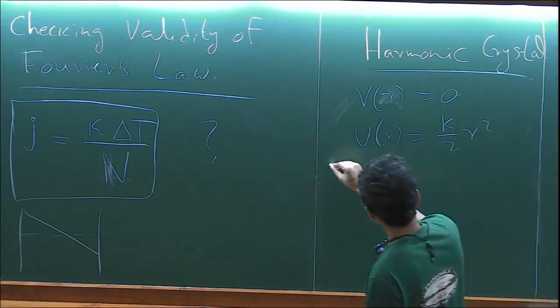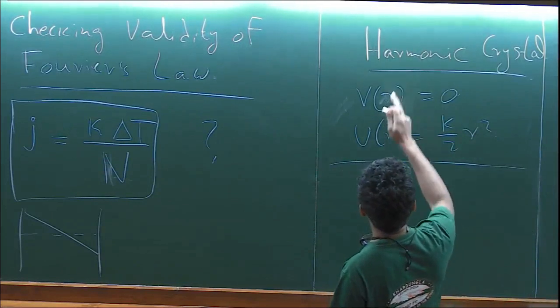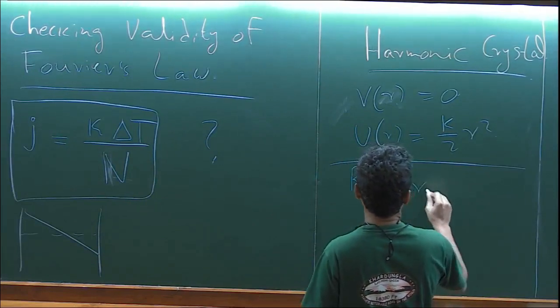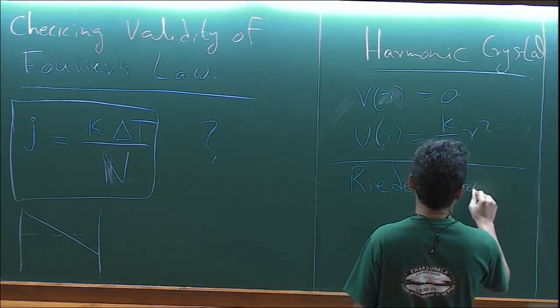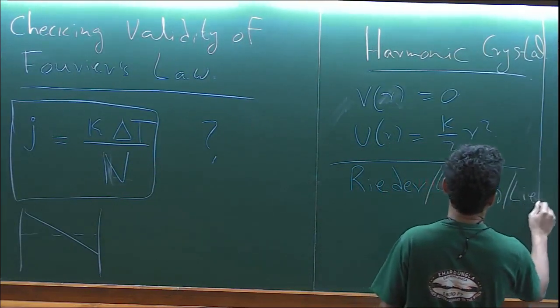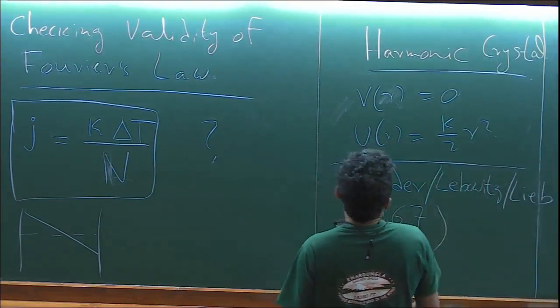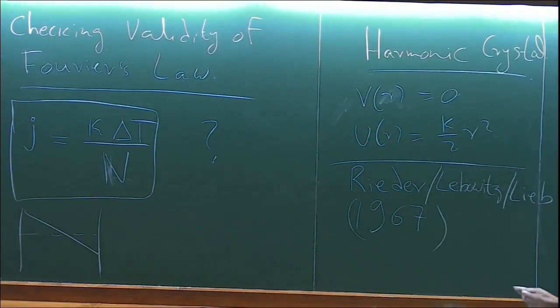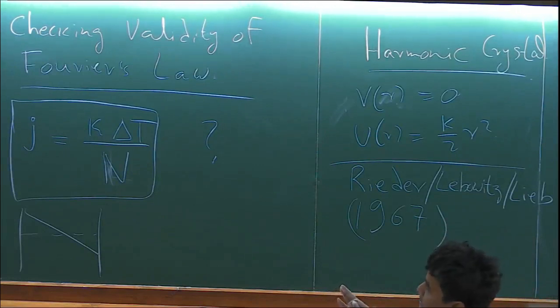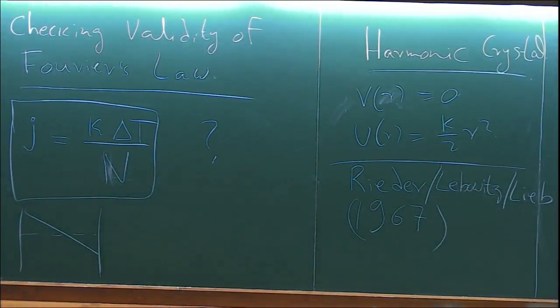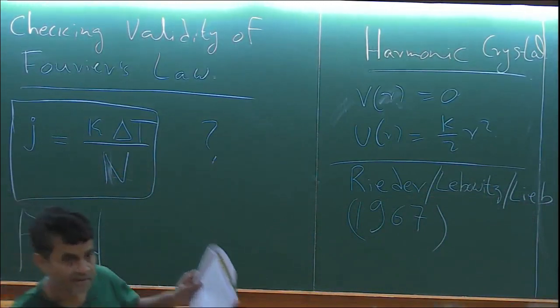So this problem was studied in a very famous paper by Rieder, Lebowitz and Lieb in 1967. They could actually solve this problem exactly. I'll discuss the solution later: how do you get an exact solution, and what do you mean by exact solution? They could compute both the current and the temperature profile exactly, with these two different temperatures.